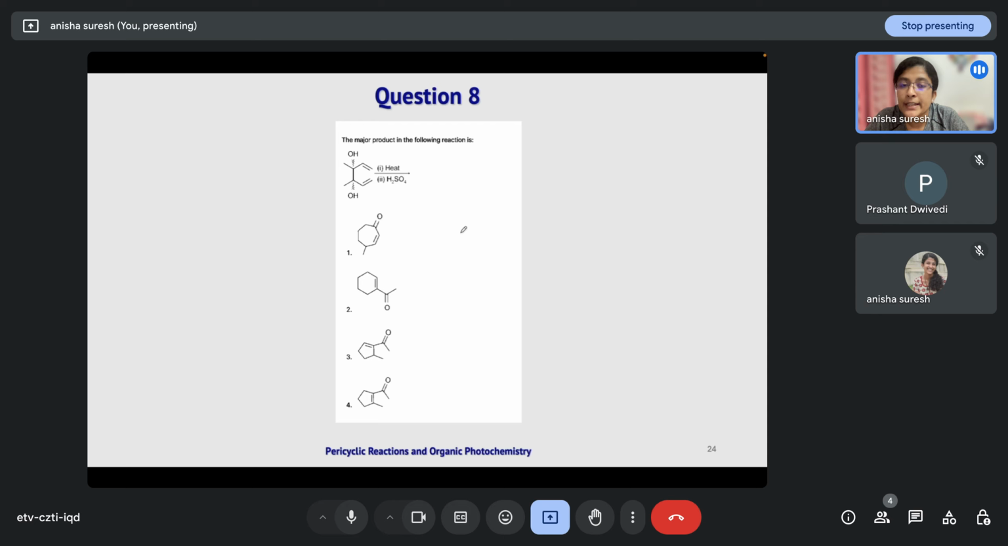The major product that is formed in the following reaction is. So here this is a two-step reaction. As you can see, it is obvious that a 3,3 sigmatropic rearrangement is taking place. And in the second step, in the presence of an acid, an aldol condensation reaction is taking place, giving the final product. So what could be the product? Please try to work it out.